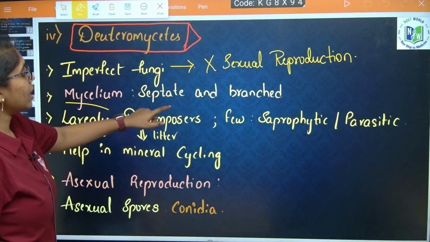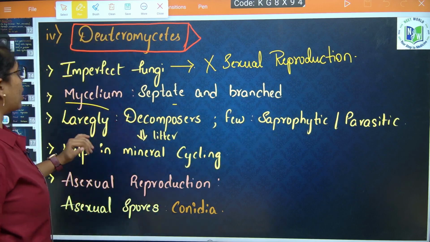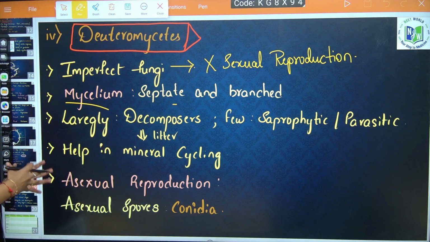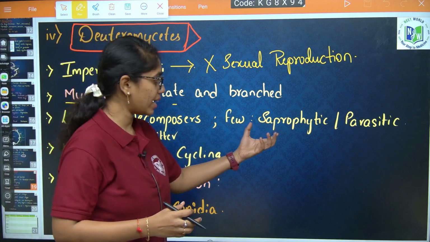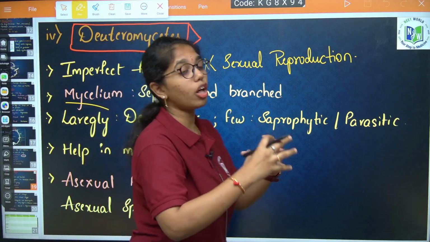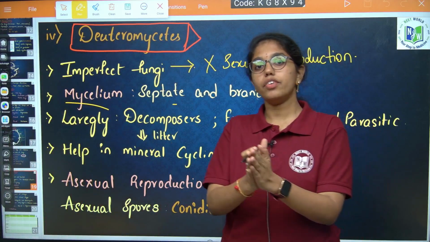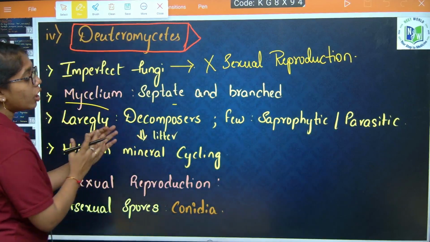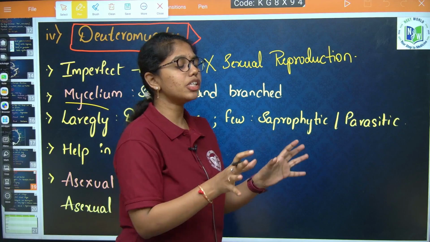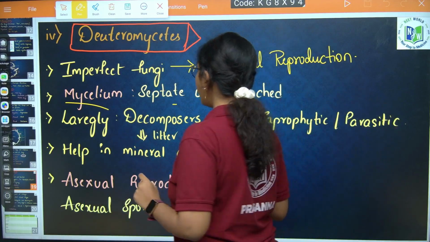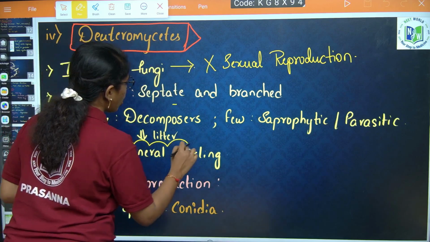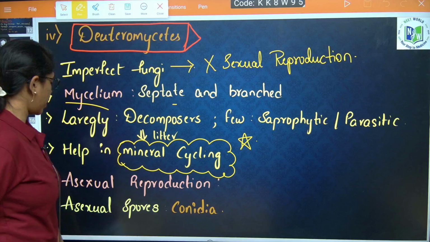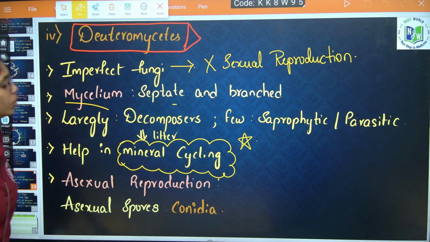Next, mycelium is septate and branched. Largely they are decomposers. As they are decomposers, what do decomposers do, beta? Just now we learned, in saprophytes, they release enzymes, they degrade all the complex organic material and release simple inorganic materials. Once those simple inorganic materials are released into the environment, they help in mineral cycling also. This mode of nutrition of Deuteromycetes helps in what? Mineral cycling, okay. Asexual reproduction is through conidia again.